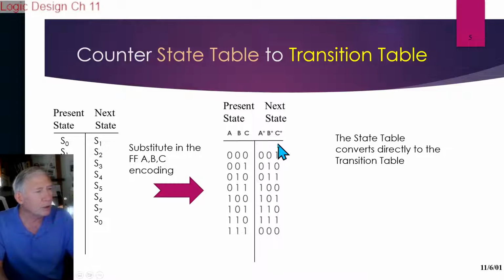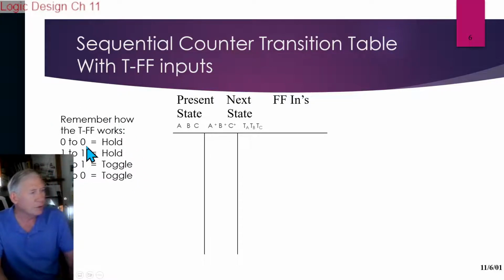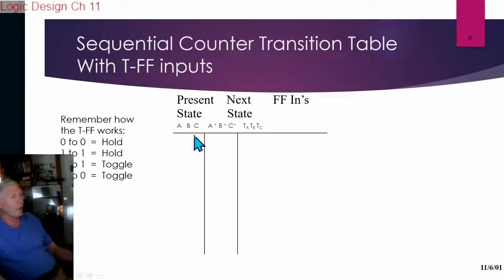So we'll go back here. We could use these columns right here if we're doing a D flip-flop, but if we're using Ts, then we have to remember how a T works. If our current state of our flip-flop is 0, and we're going to 0, then we want our T flip-flop to hold, which means the TA input in this case would have to be a 0. On the other hand, if we're going from 1 to 1, we still want to hold, so our T input would have to be 0 still. But if we go from 0 to 1 or from 1 to 0, we want it to toggle or flip, in which case our T input has to be a 1.